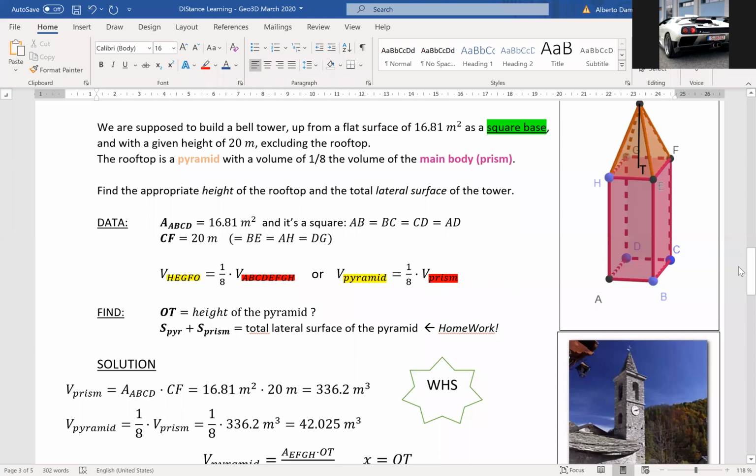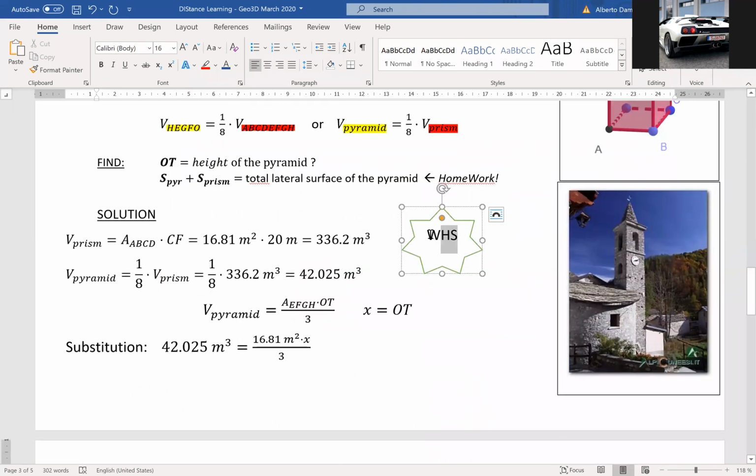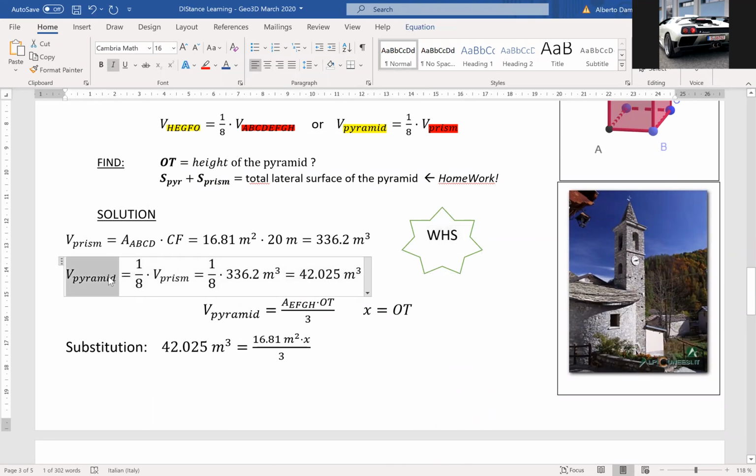But I want to point out today, I think the main point of my lesson was this WHS thing. In order to show clearly your line of reasoning, I want you to first write what you're about to calculate, then tell me how you're calculating it, and then substitute the numbers inside. Okay, and then you will do a calculation.